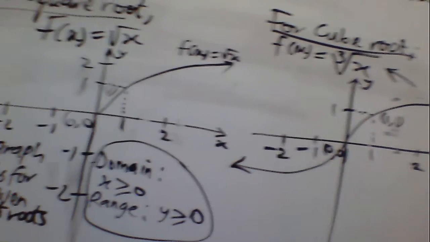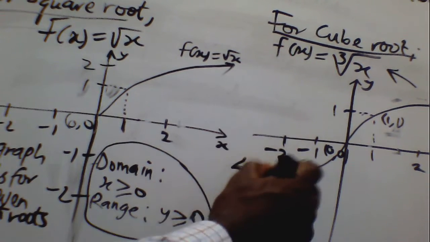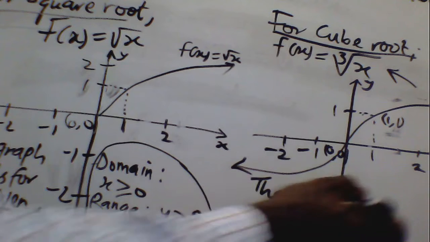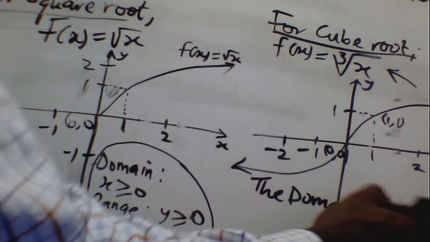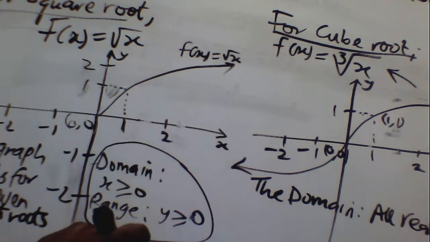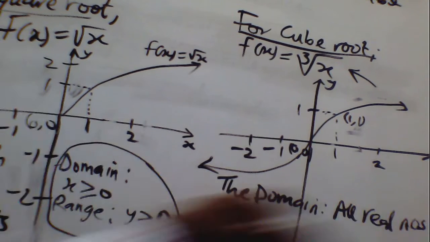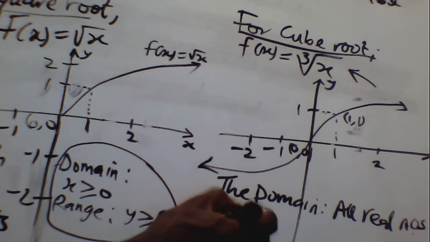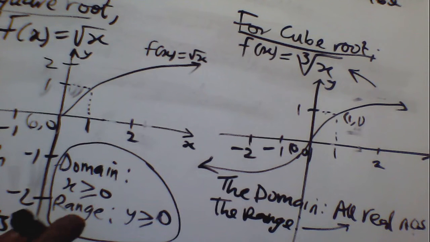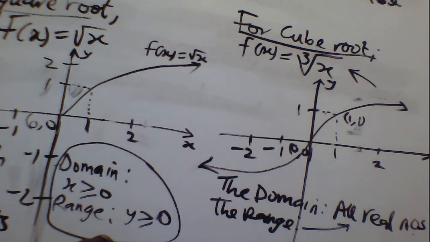So let's look at this one. The domain is all real numbers. The domain is what? All real numbers. I abbreviated it, all real numbers. The range is also all real numbers. The domain is all real numbers and the range is also all real numbers.